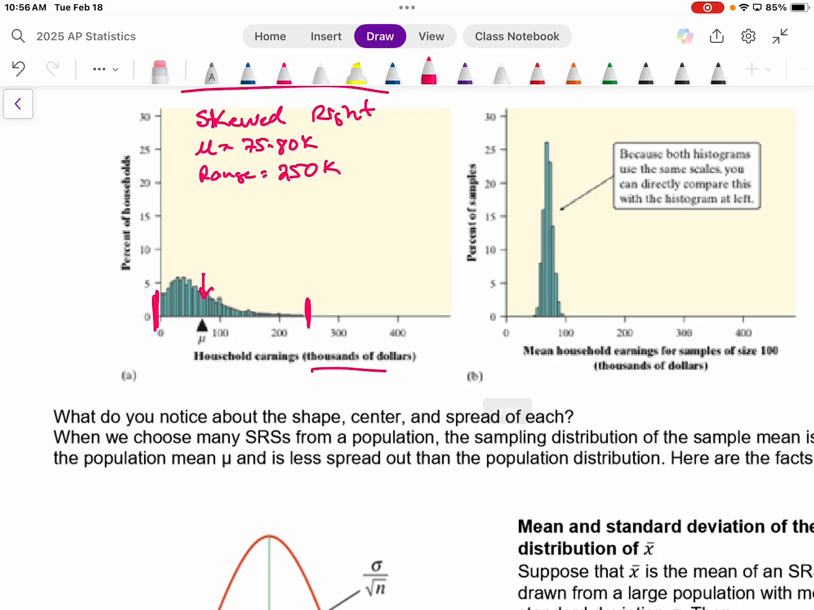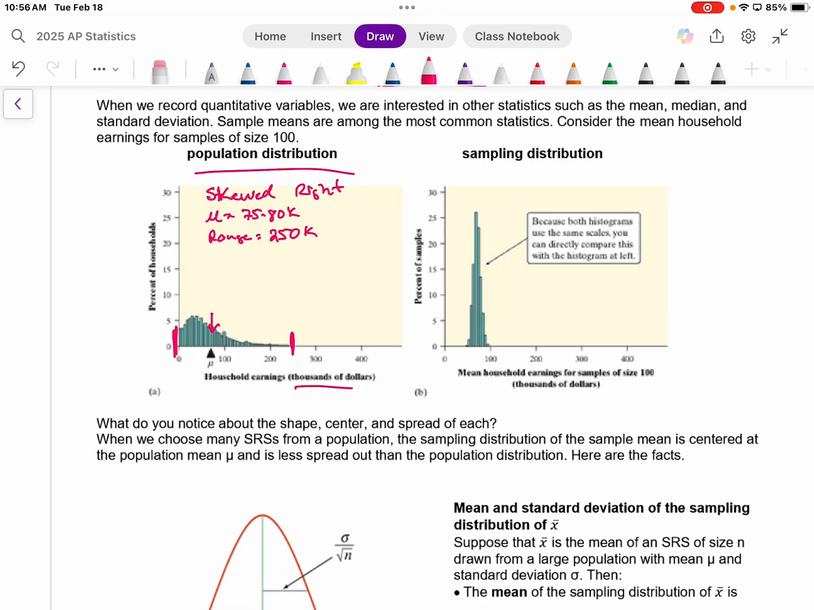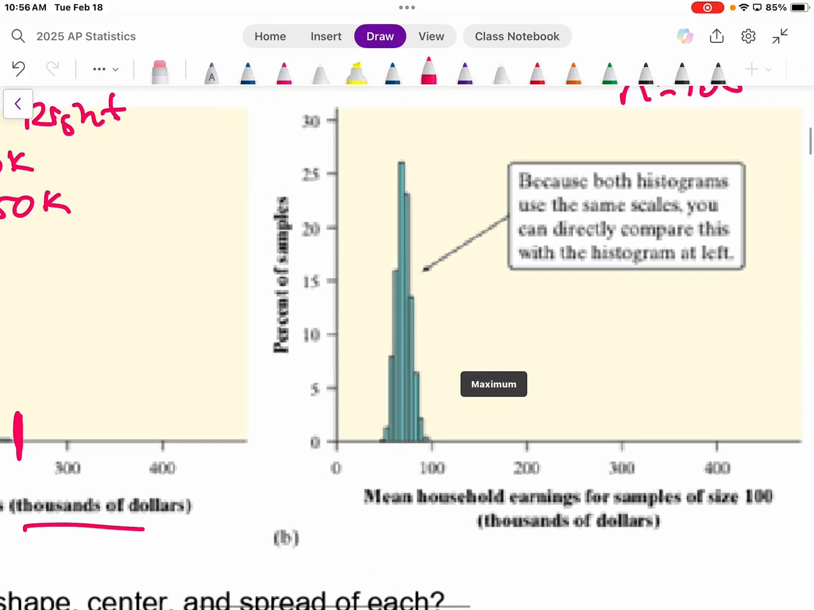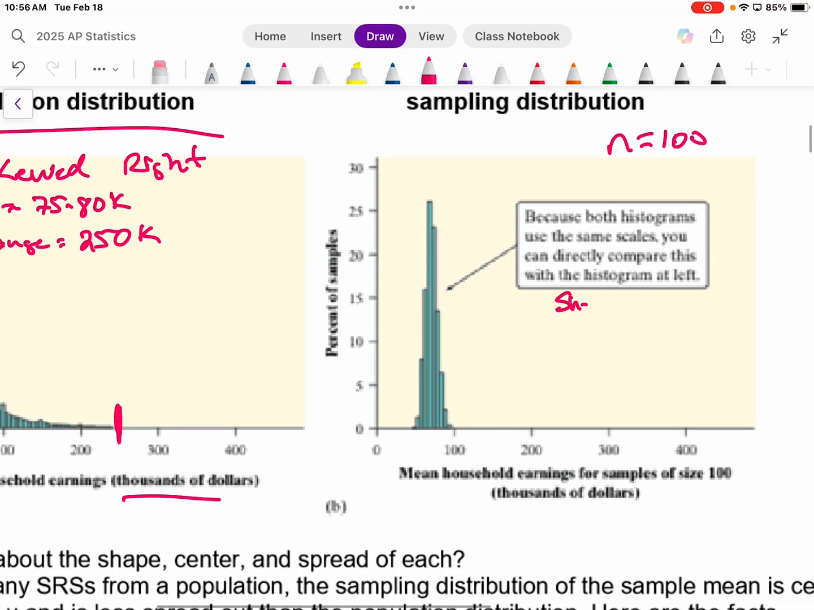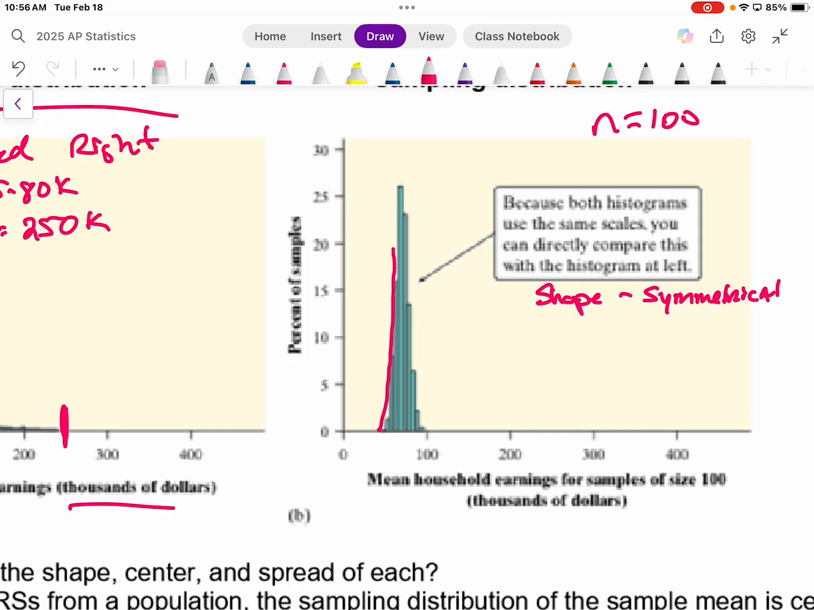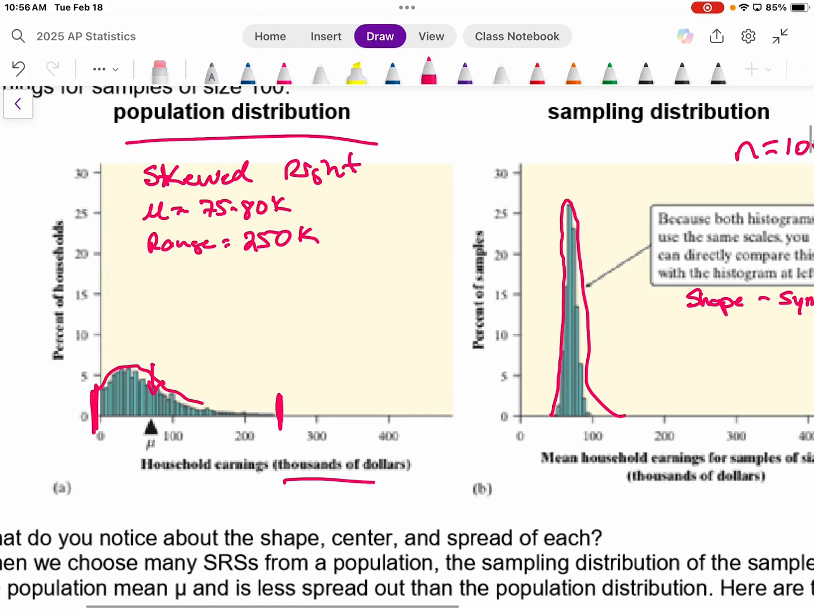Now from there, they decided to do a bunch of random samples of size 100 from that data, and that created our sampling distribution. So each one of those data points in this graph is a different random sample of 100 from the population on the left. And notice what happens to the shape. The shape gets what? Definitely more normal, more symmetrical. Compared to the one we saw that was right skewed, it definitely got more normal.